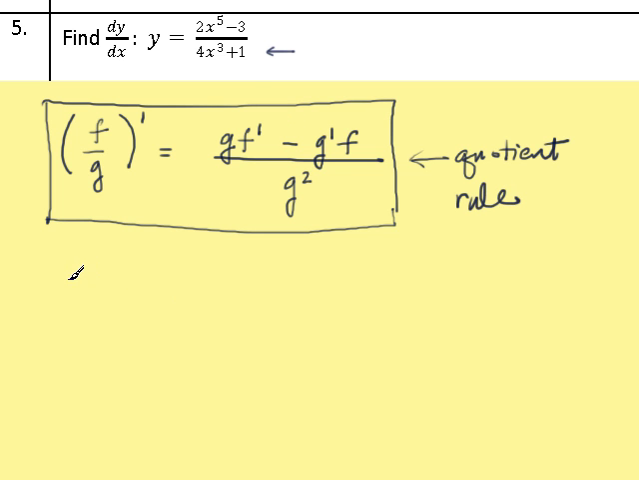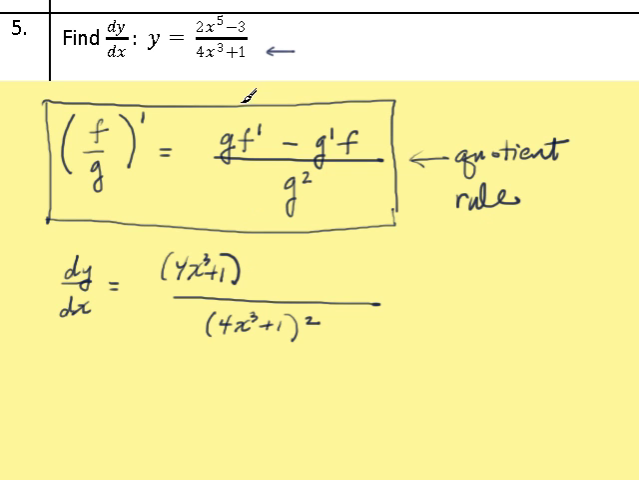So let's apply that here. So we'll start with the denominator, square that, and then bring it up to the top. And now the derivative of the numerator, and that's just 10x to the fourth, minus the derivative of the denominator, and that's 12x squared, times the numerator.